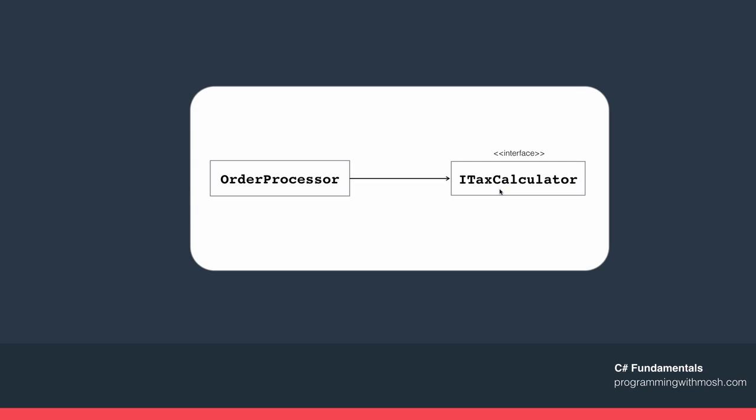Now, if we decide to change the algorithm for calculation of tax, we can create different classes that implement this interface here, and that would have absolutely no impact on OrderProcessor. If that concept is new to you, don't worry about it. I'm going to show you exactly how it works in code. Interfaces are extremely powerful, and once you really understand them, you're going to fall in love with them.